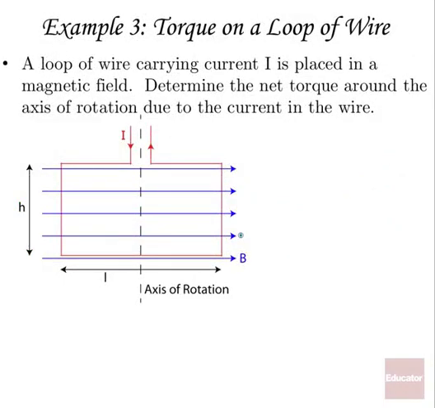All right, example 3, torque on a loop of wire. A loop of wire carrying current I is placed in the magnetic field. Determine the net torque around the axis of rotation here due to the current in the wire. Well, we've got some different sections of wire here. And just like before, we can see that as we look at this in the magnetic field, the sections that are going to make a difference here.